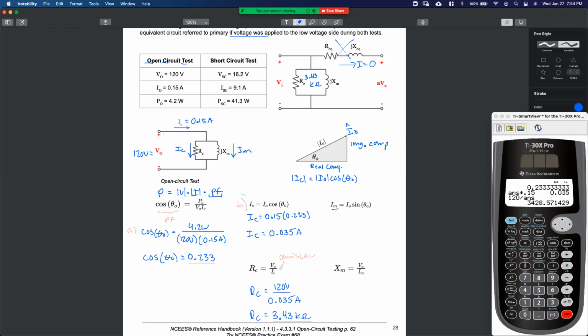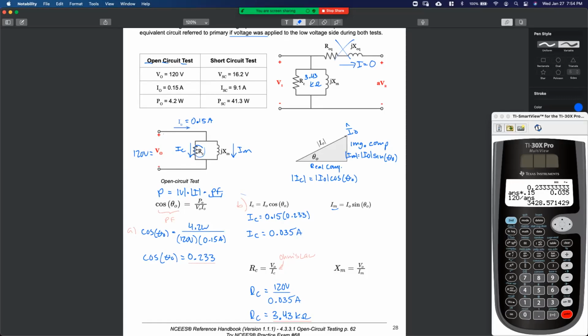See that? How do I solve for the imaginary component of I of O? I'm going to multiply the magnitude of I of O by what? Is it going to be cosine theta or is it going to be sine theta? In this case, we're calling it theta O. And here is IM. All we're doing is we're converting complex IO into its real and imaginary component. That's all these formulas are. And why can we do that?